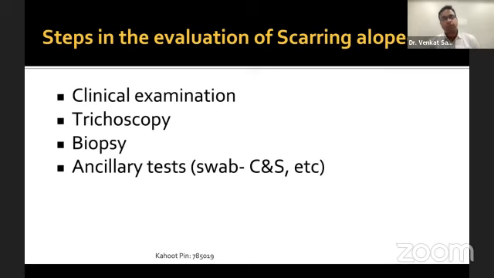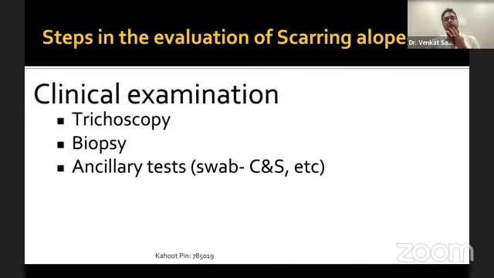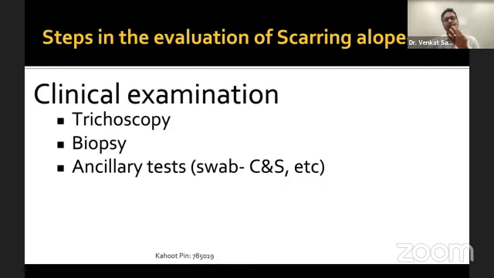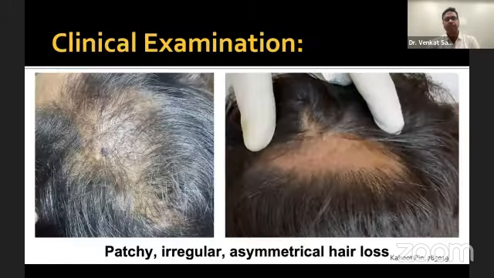So, steps to evaluation of scarring alopecia, the most important is clinical examination. And this brings us on to the next step, which is trichoscopy, which I believe is helpful in both scarring and non-scarring alopecia. But why I said clinical examination is that clinically, scarring alopecia is pretty easy to diagnose because often you have itching or pain, scaling, erythema, atrophy, keloidal scars, pustules, nodules, and sinuses. So clinically, scarring alopecia is often an easy diagnosis. You only take a biopsy to differentiate between the various entities.